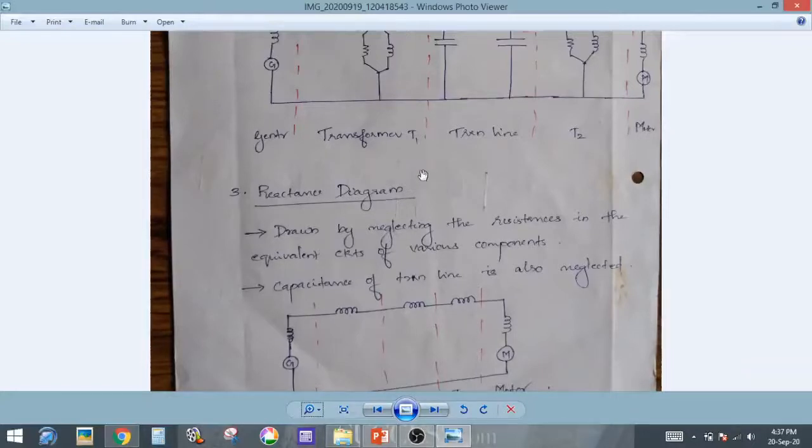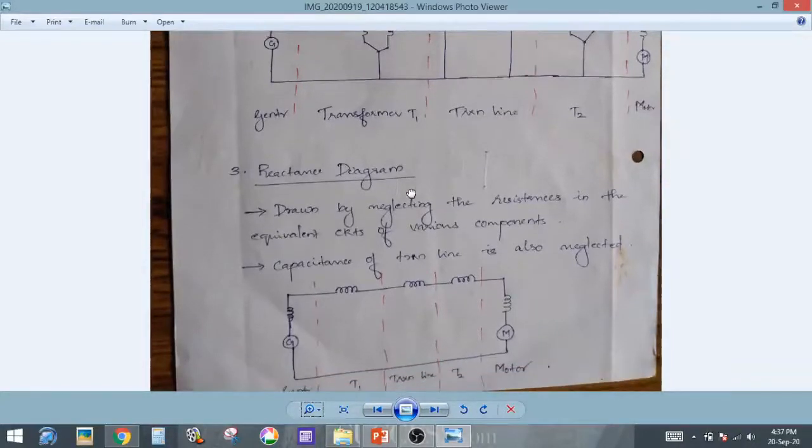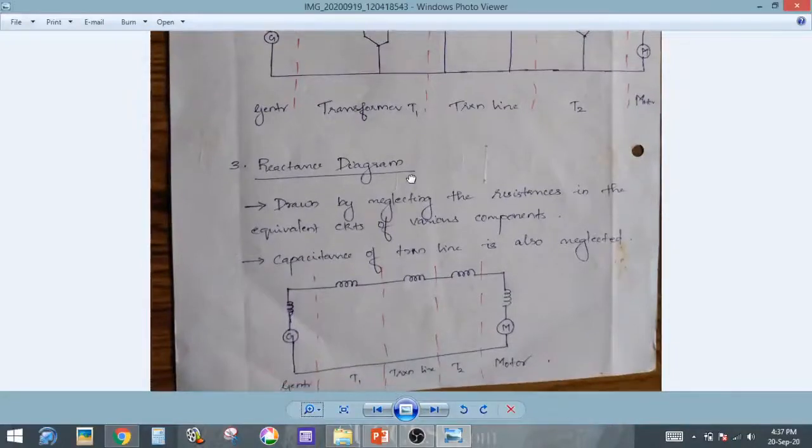It is drawn by neglecting the resistance part and considering only the reactances. Here capacitance is also neglected.